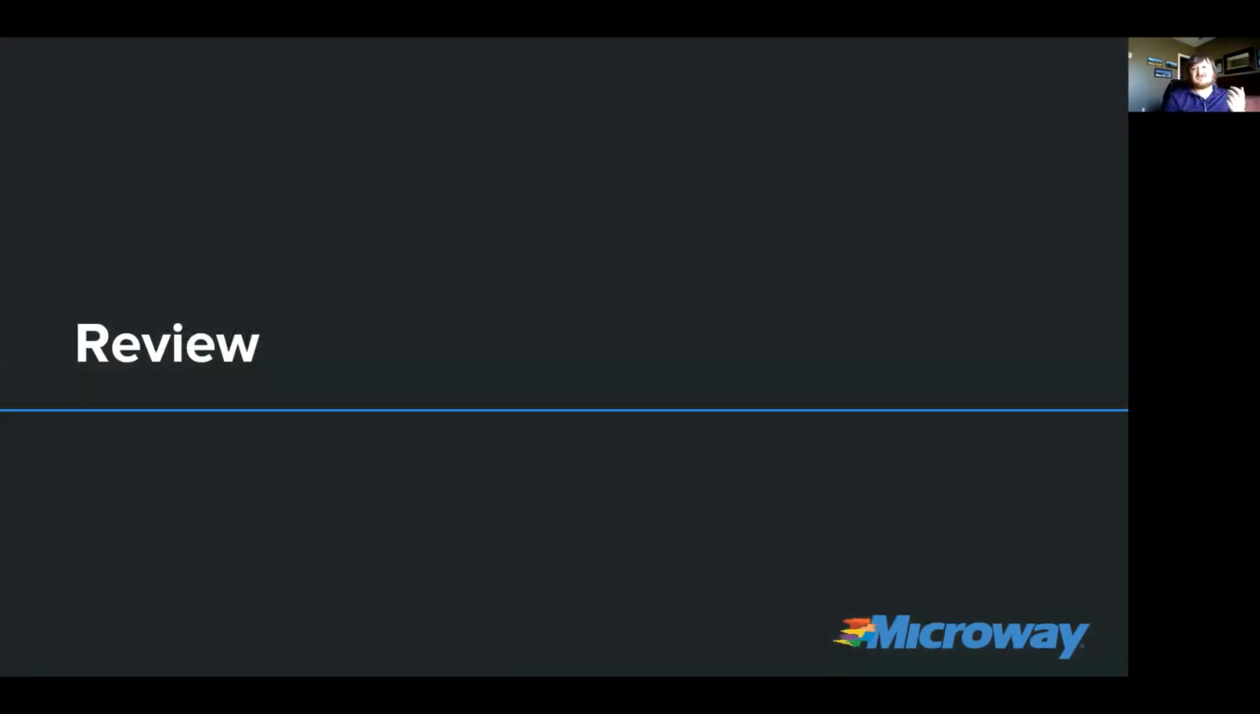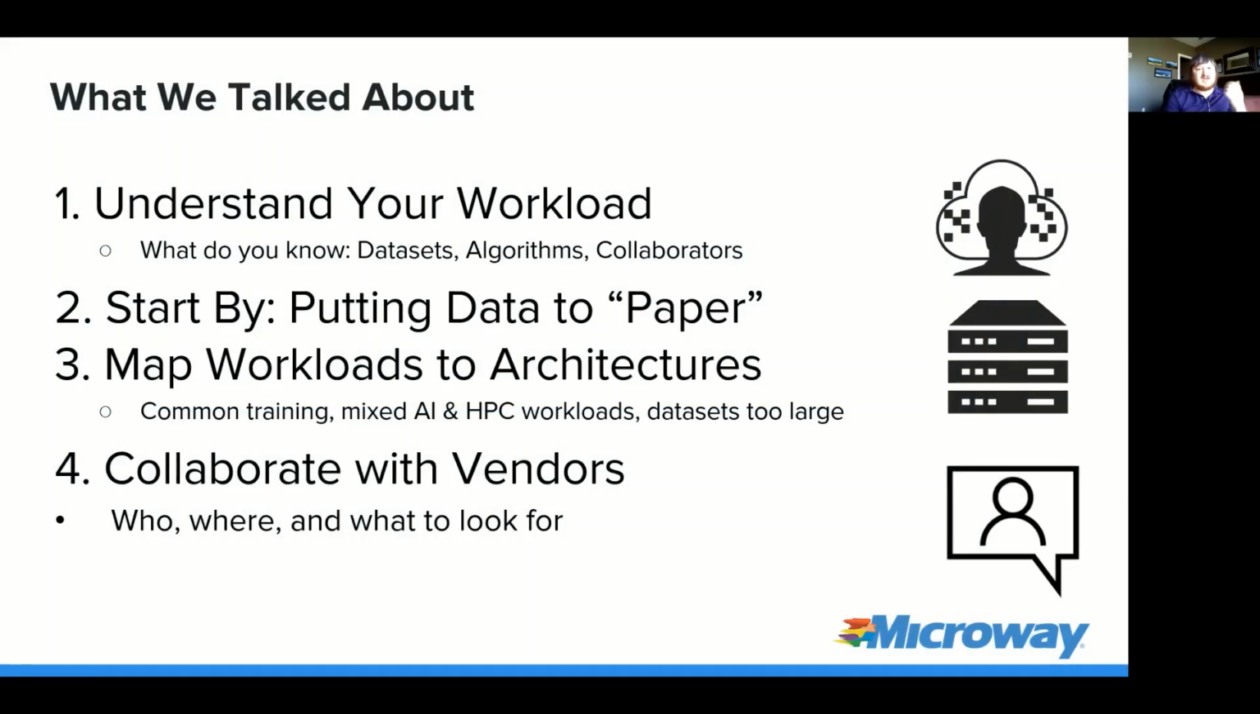So in review, let's talk a little bit about what we talked about today. Again, before you start, understand your workload. What do you know about it? The data set, the algorithms, your collaborators. And then start by putting that data to paper about the balance of your workload and then the information that you've collected about your understanding of your data set, algorithms, and collaborators. Then third, map those workloads to hardware architectures. They could be architectures that we've reviewed here for training, for mixed AI and HPC, or for a data set that's simply too large to fit in a single system.